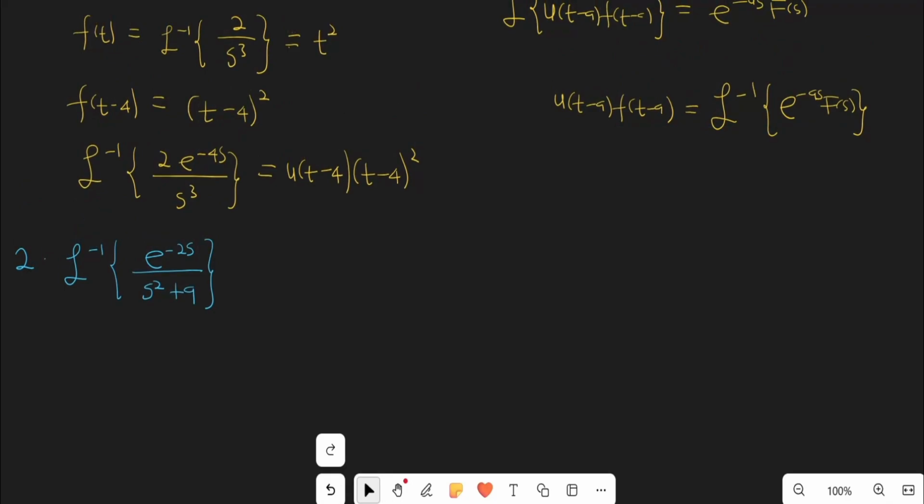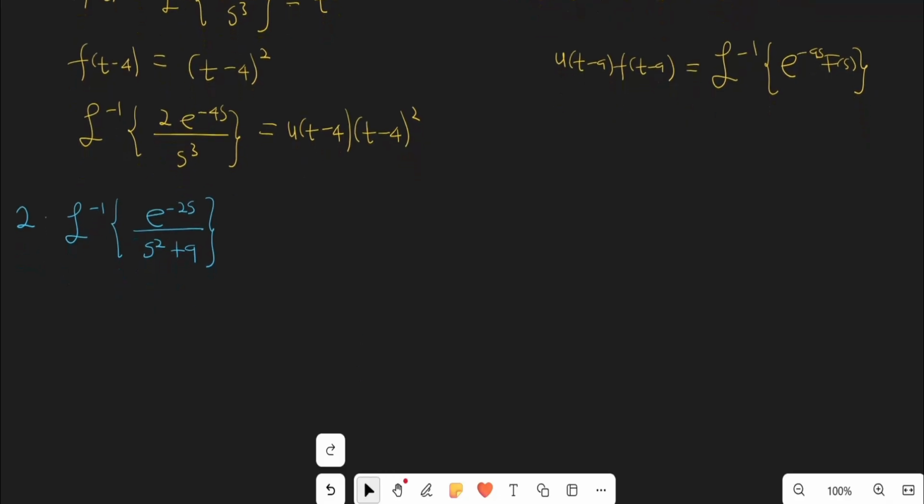Because we have this exponential function e to the negative 2s, that means we are going to get a unit step function multiplied by a certain function shifted by the constant a. So what we are going to do here is write a unit step function, u of t minus a. But what is a in this case? A is always the constant in the exponential function. So the constant there is 2. We are going to multiply it by a function f of t but shifted by the constant 2, so we multiply it by f of t minus 2. So a in this case is 2, right?